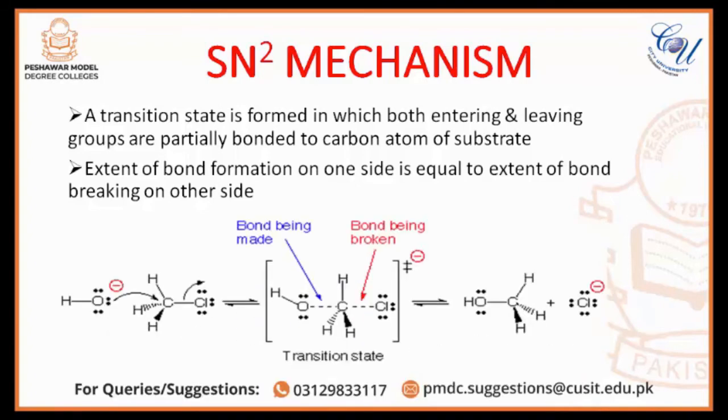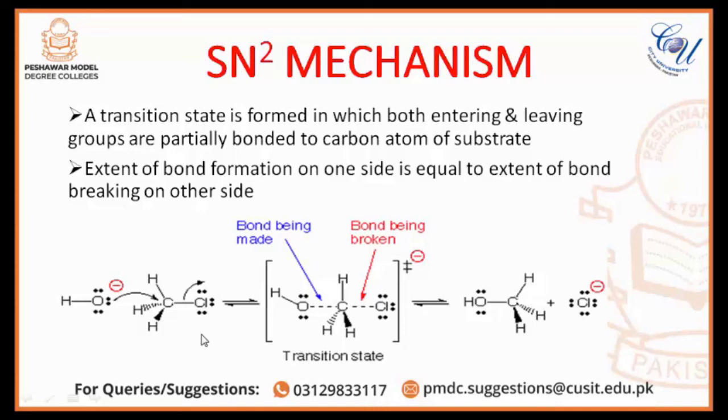The extent of bond formation on one side is equal to the extent of the bond breaking on the other side. Now, you can see here that we have the primary alkyl halide, methyl chloride, and we have nucleophile OH. The nucleophile attacks from the back side and makes a bond with the carbon, and from the front side the chlorine bond is weakened with the carbon. So the extent of the bond formation and the extent of the bond breaking are equal from both sides. And in the last, this is called transition state. After transition state, we get the final product, which is methyl alcohol plus halide ion.